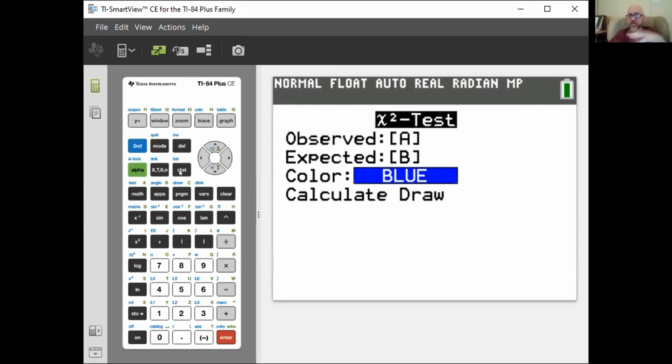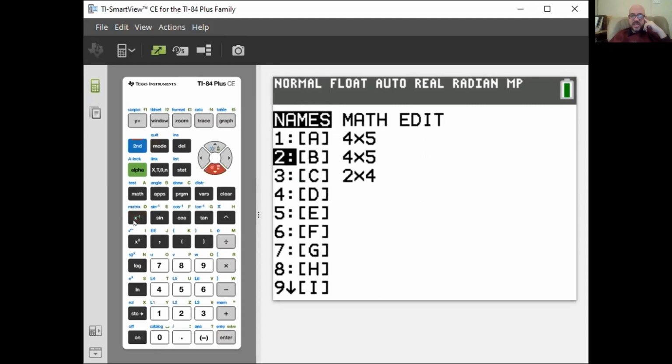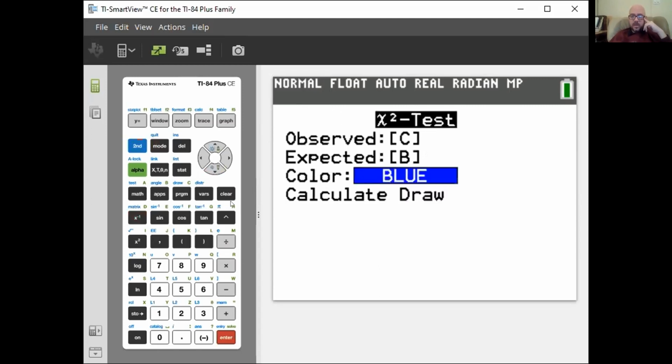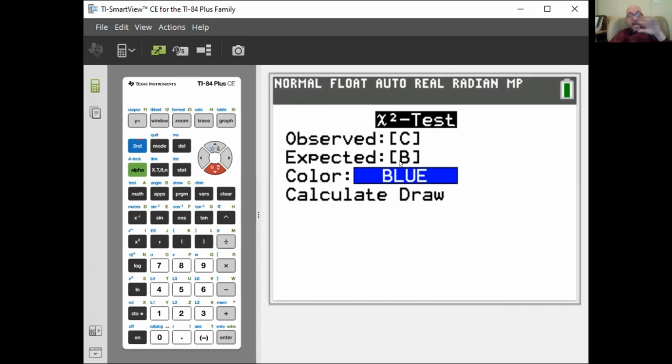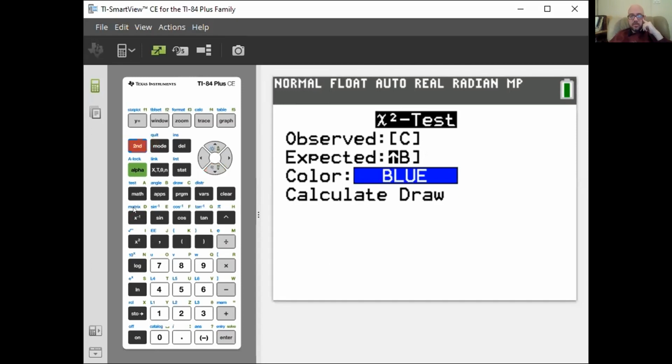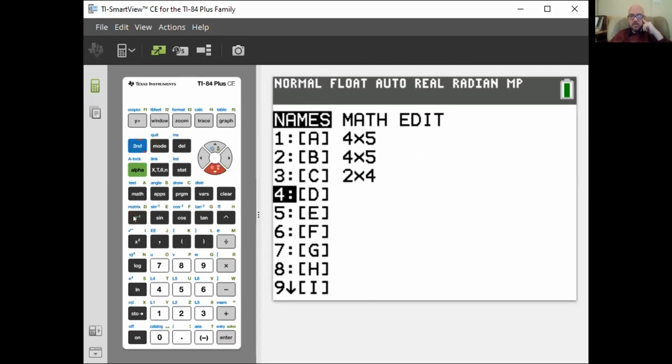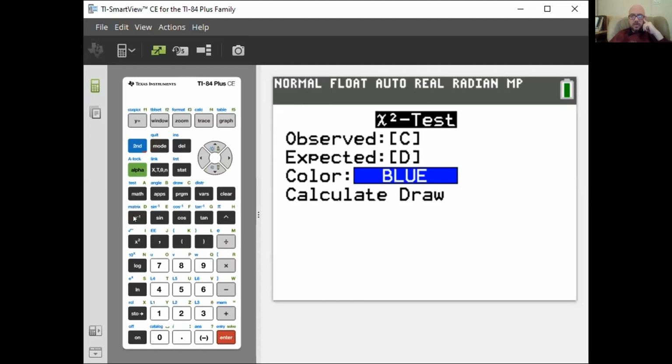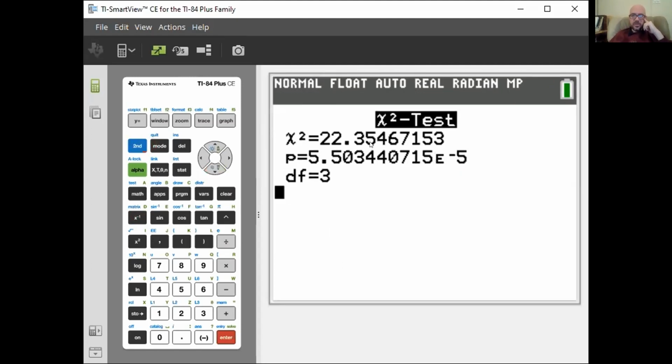My observed now are in C, so the way I change this A to a C, you can't just put in bracket A, close bracket. It doesn't understand that. What you have to do is you have to go to matrix and select the name C. And similarly, so if I do B, I can do B here, but I'm not going to, because it'll delete everything that's in B, right? And so I might want to return to that later, so I'm going to change this one to D. Calculate it up. There we go.